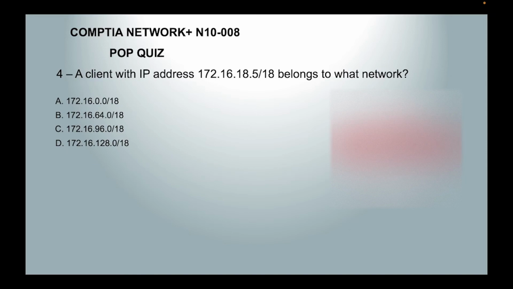Number 4. A client with IP address 172.16.18.5/18 belongs to what network? A, 172.16.0.0/18, B, 172.16.64.0/18, C, 172.16.96.0/18, or D, 172.16.128.0/18.